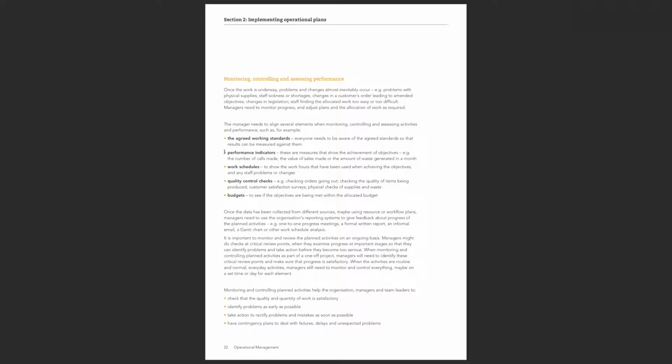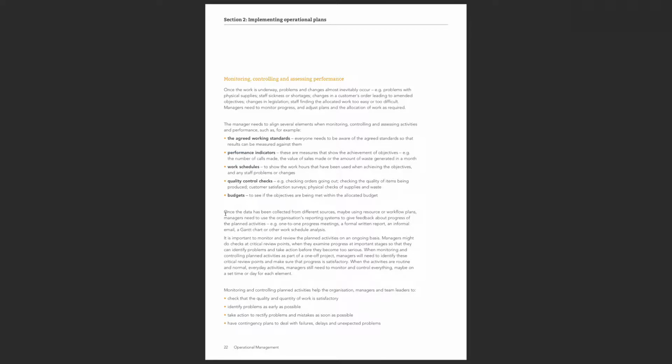And then we go to work schedules to show the work hours that have been used when achieving the objectives and any staff problems or changes. Quality control checks. For example, checking orders going out, checking the quality of items being produced, or in our case within the NHS, you can check customer satisfaction surveys or physical checks of supplies and waste. And finally, budgets, to see if the objectives are being met within the allocated budget.